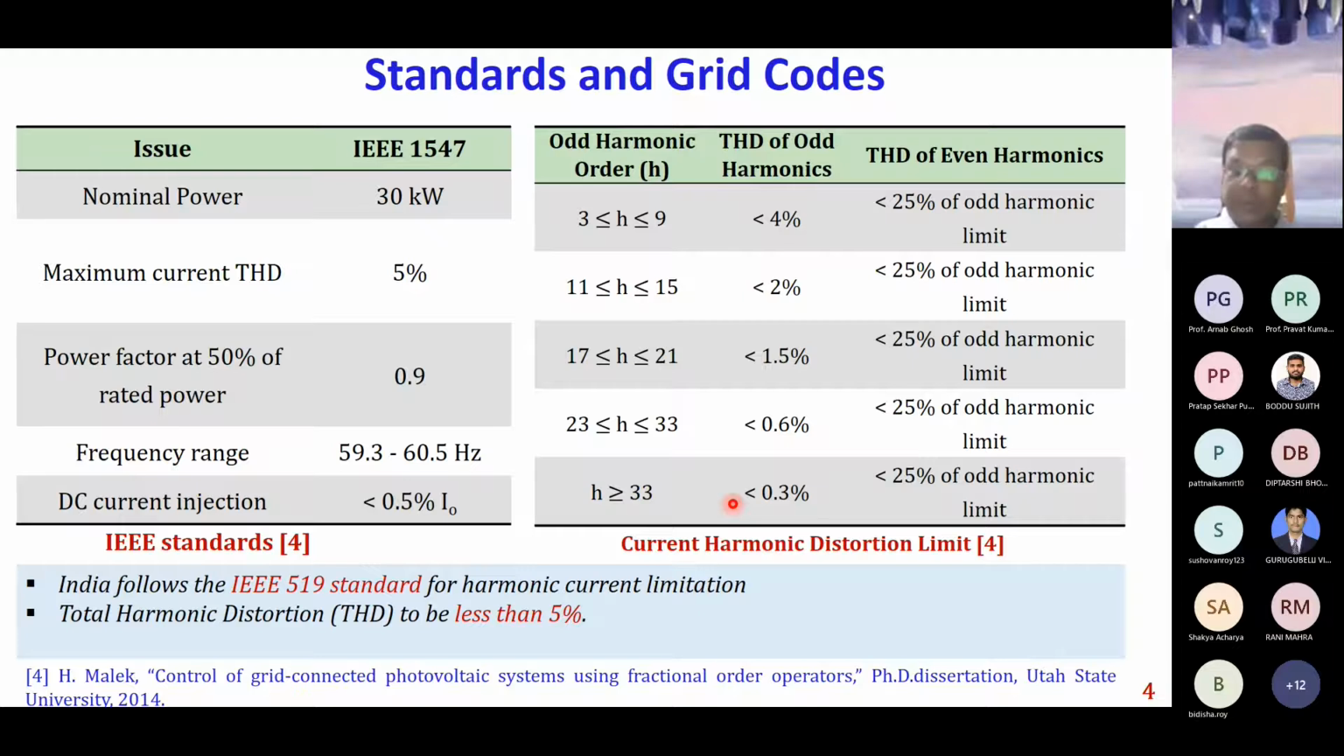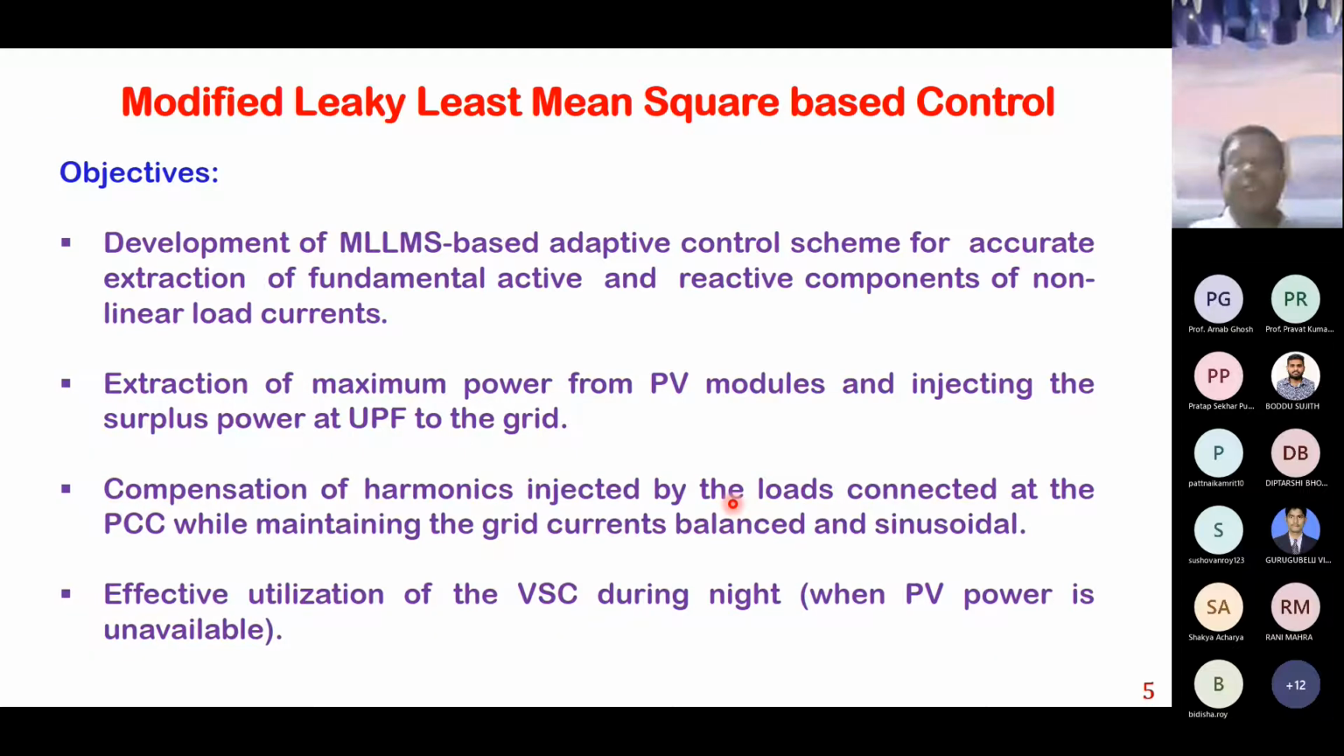So the first control that we are designing is the one that employs a modified leaky LMS algorithm. So what is that algorithm?